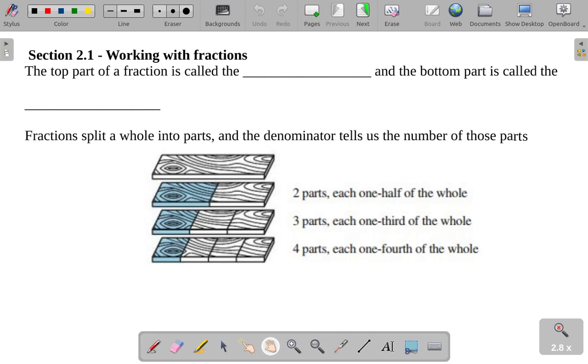Alright, in Chapter 2, we're already starting to talk about fractions. With fractions, the first thing we're going to describe is some of the vocabulary. Whenever we have a fraction, you have your top and your bottom. The top part we call the numerator, and the bottom part we call the denominator.